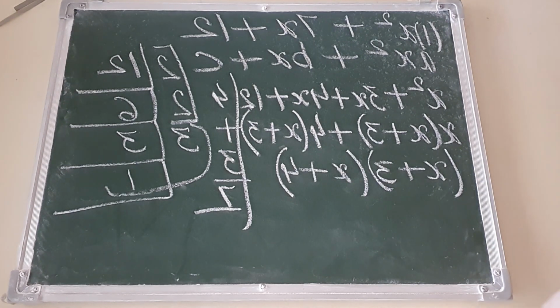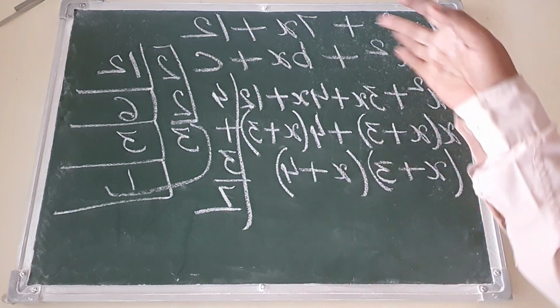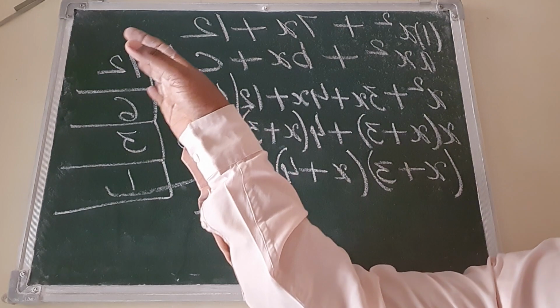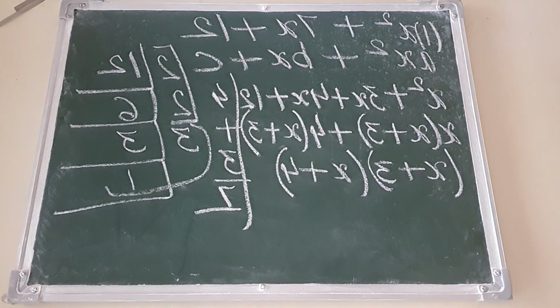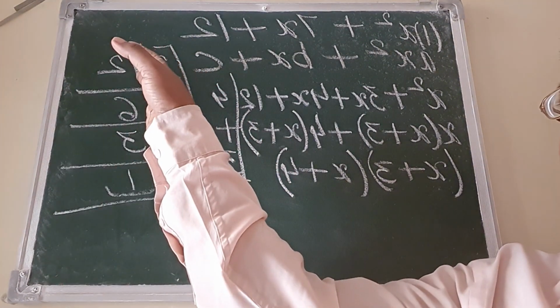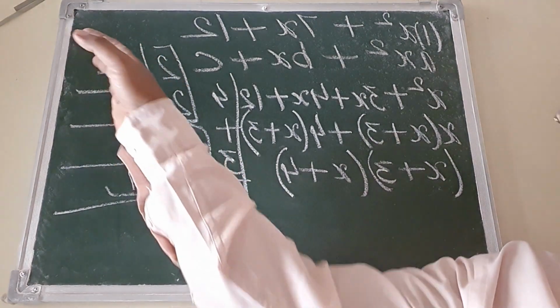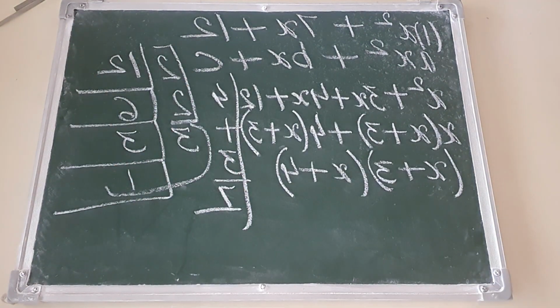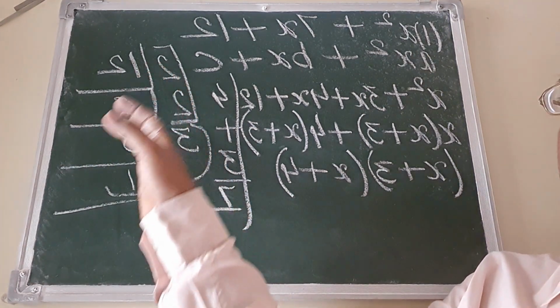X square plus 7x plus 12. Comparing it with the standard equation of quadratic, that is ax square plus bx plus c. So the coefficient of x square here is 1. The coefficient of constant term is 12. So we find AC, that is 1 into 12, that is 12. So 12, since it is an even number, we are finding the prime factors. So it is divisible by 2. So 2 6s are 12. Again, since it is an even number, again it is divisible by 2. So 2 3s are 6.